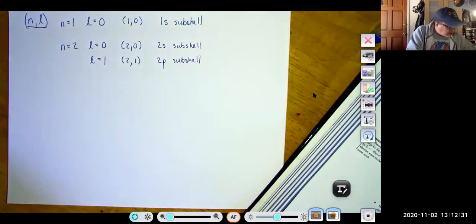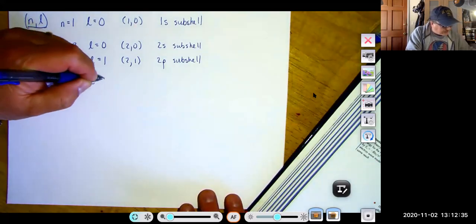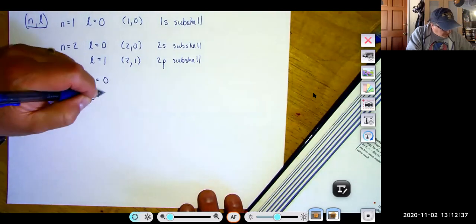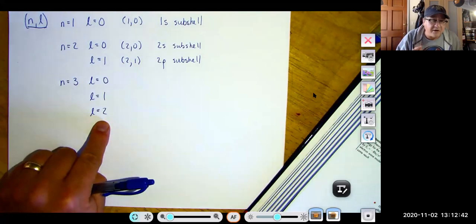So let's do one more. Let's do N equal 3. What can L be equal to? It can be 0, it can be 1, or it can be 2. Because the maximum quantum number that L can be is 1 less than N.